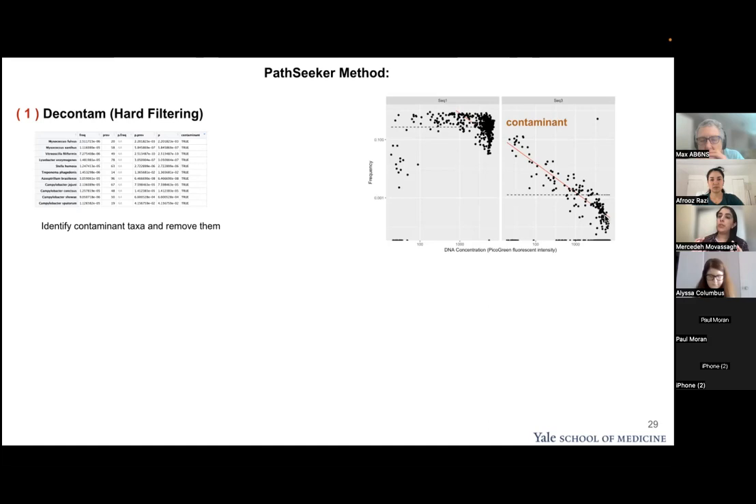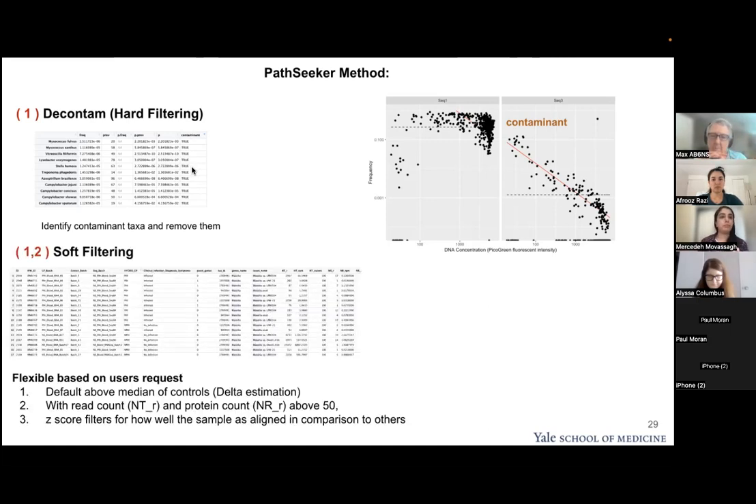And so we use this as basically our hard filtering. It will be a data set that looks like this. You'll have a contaminant column, and if it's true, you just remove that. That's the first step. The second step is a soft filtering, where you're mainly looking at the sequence features.